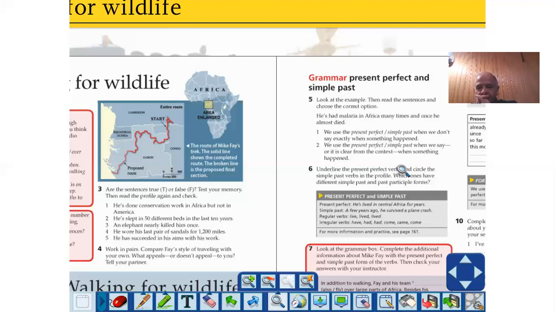Yeah, okay. So you have to say then we use the present perfect when we don't say exactly when something happens. For example, he has had malaria in Africa many times. We don't say exactly when that happened. Okay. And we use the simple past when it is clear from the context when it happened. Okay. So that's the idea. All right.